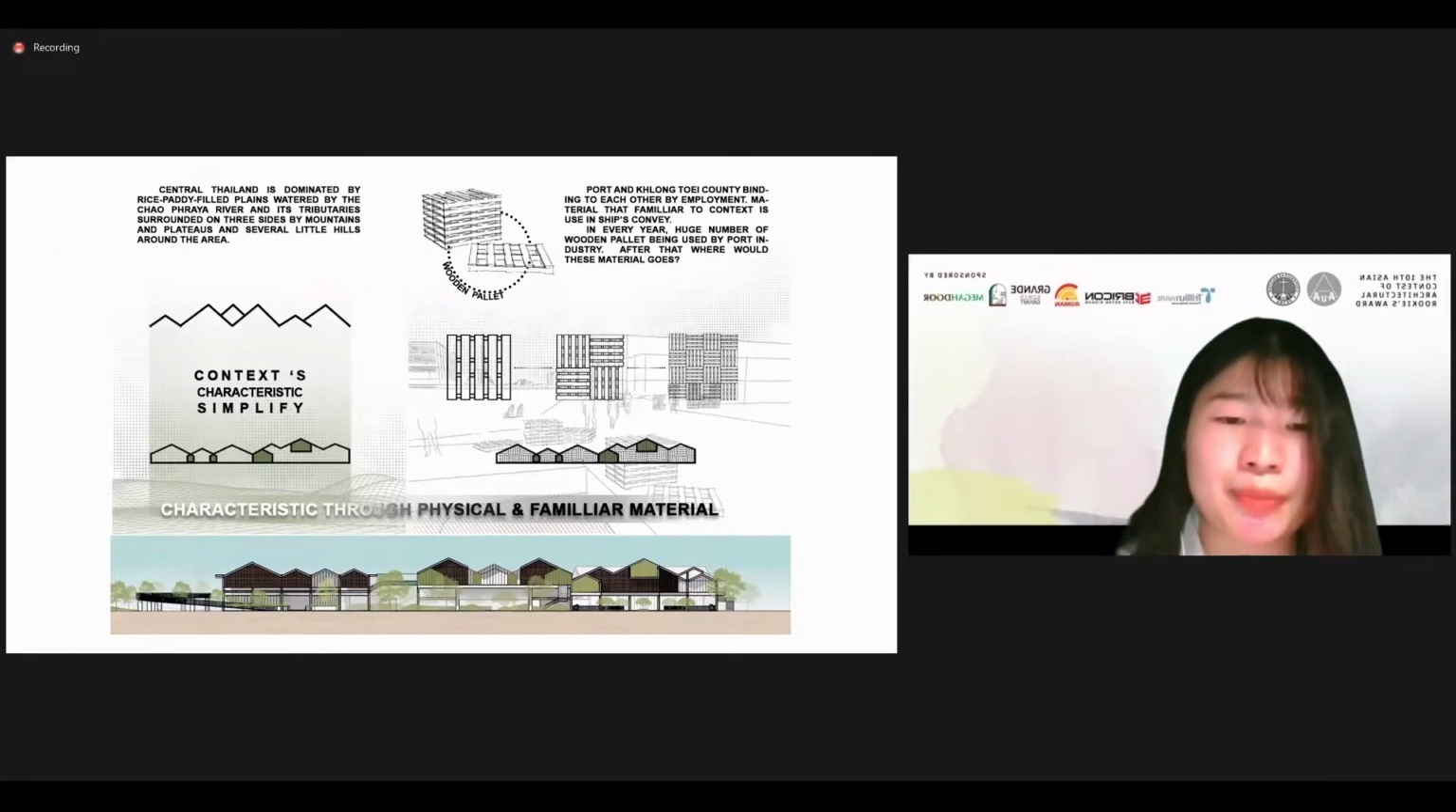The idea of the building's appearance is a way to combine the building and nature, inspired by the physical geography of the region, which has views of several little hills, and by using the site's own material to create the facade. That is the wooden pallet used in the harbor industry. By upcycling the material, the building extends nature to the city.